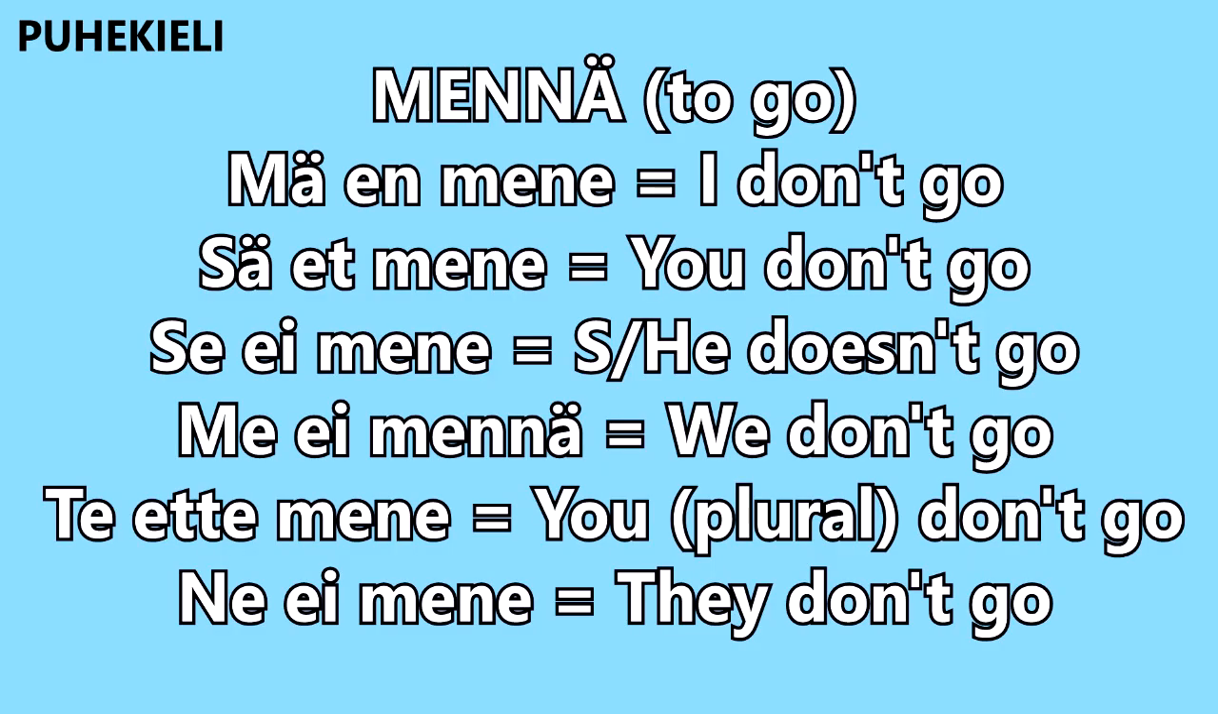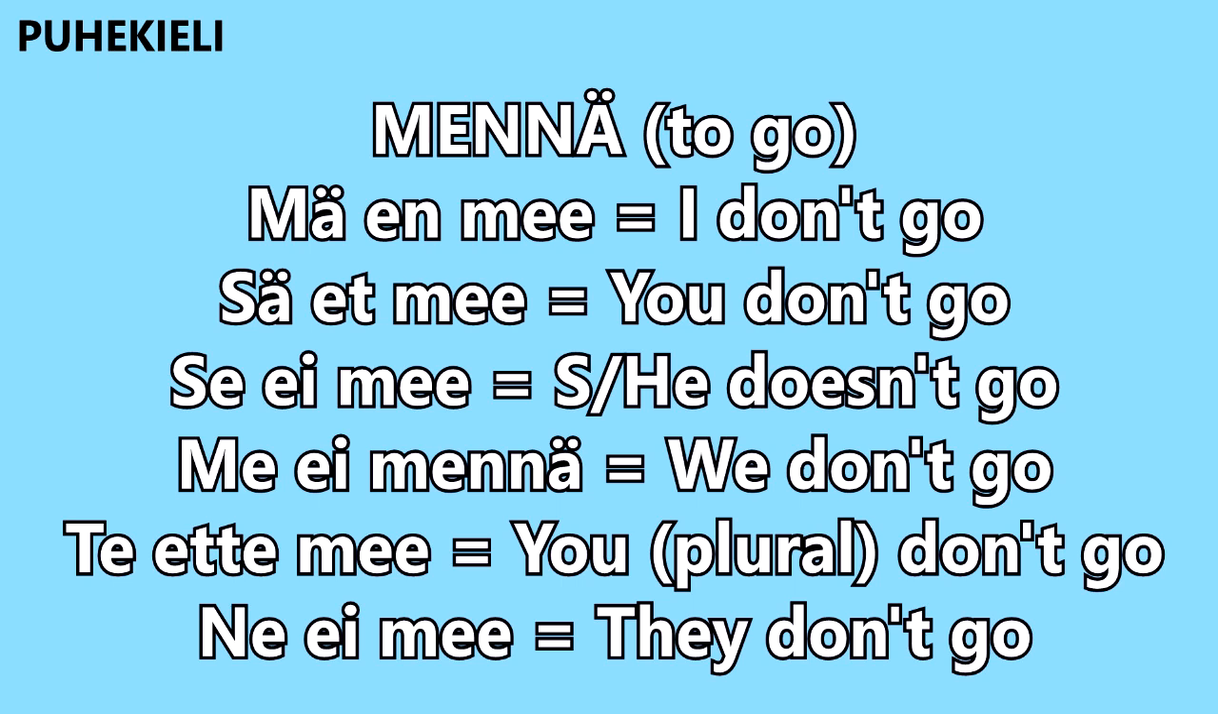Well, here is one exception, a pretty good one to know as well. I might make an extra video about this at some point because it is a pretty consistent rule in puhekieli. In me sentences in puhekieli, you will use the nominative of the verb. So in this situation, it would be mennä, because that's the basic form of the word to go. Mennä. So it's me ei mennä. Te ette mene and ne ei mene.